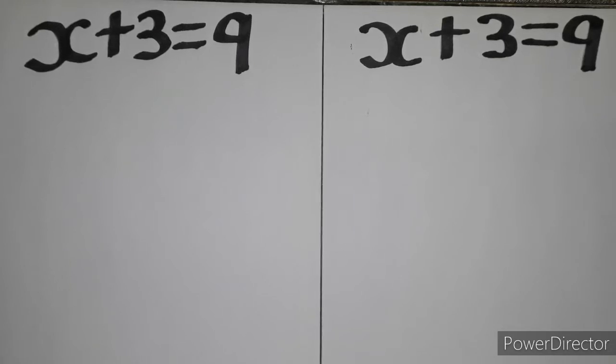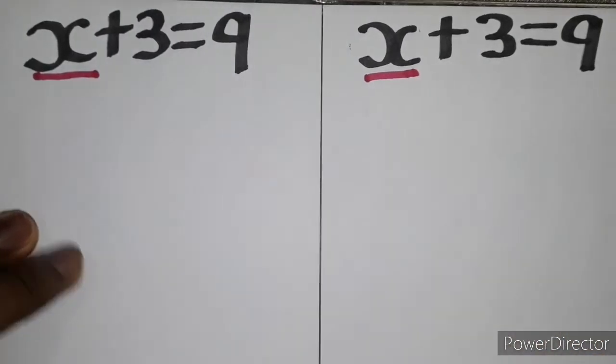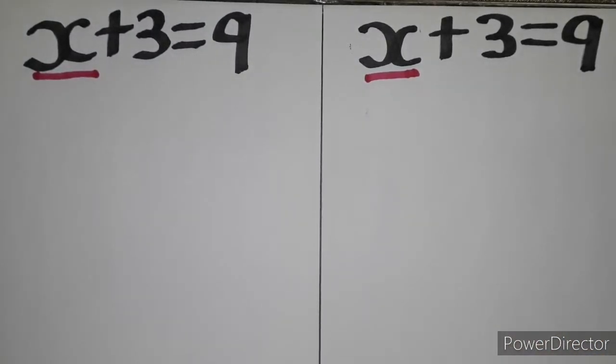Now, I would like to solve this equation: x plus 3 is equal to 9. When we say solve an equation, we're basically finding the value of x. In algebra, letters are used to represent a number that we don't know, like solving a puzzle. So we have x plus 3 is equal to 9.